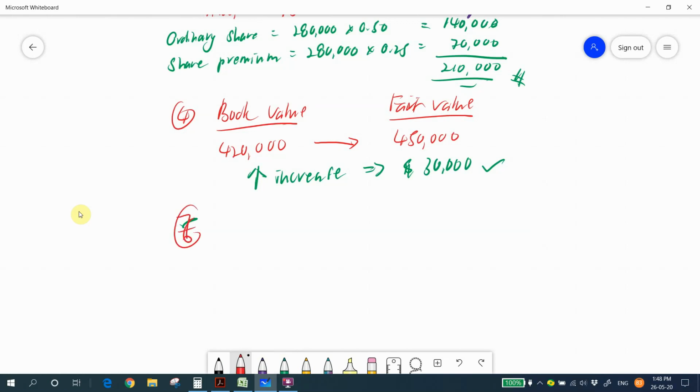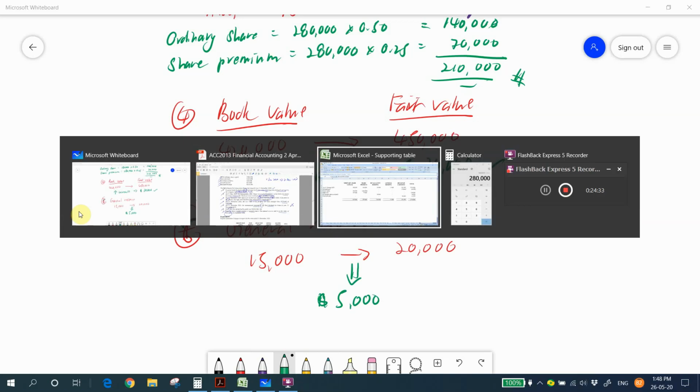This should be 7. How to make your general reserve from 15,000 to 20,000? How much do you need to transfer? You need to transfer 5,000 to make your general reserve from 15 to 20. So if you transfer 20 here, it means that your general reserve will change to 35, so you are not following the requirement.